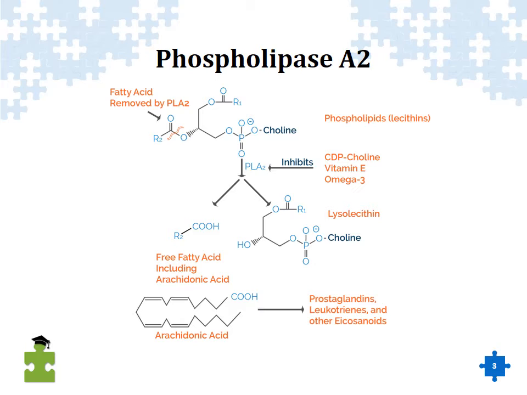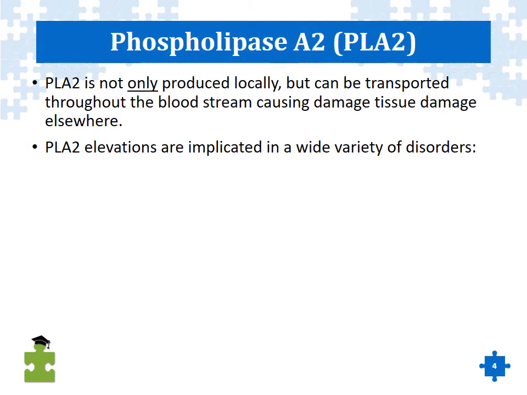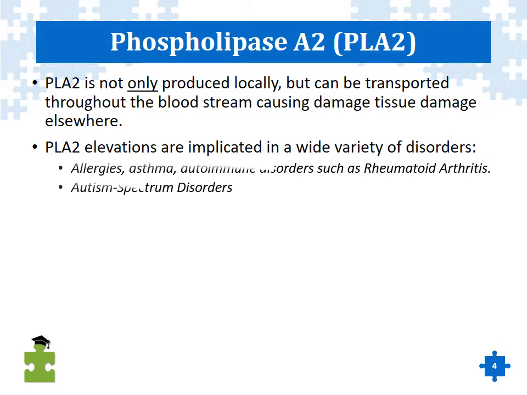It's interesting in that certain nutrients like omega-3 fatty acids and vitamin E can inhibit phospholipase A2 activity, as well as this particular supplement called CDP choline. Now, phospholipase A2 is not only produced locally, but it can be transported throughout the entire bloodstream, and when it's too high it can cause damage of tissues elsewhere. So there's a lot of collateral damage effects that come about from the phospholipase A2.